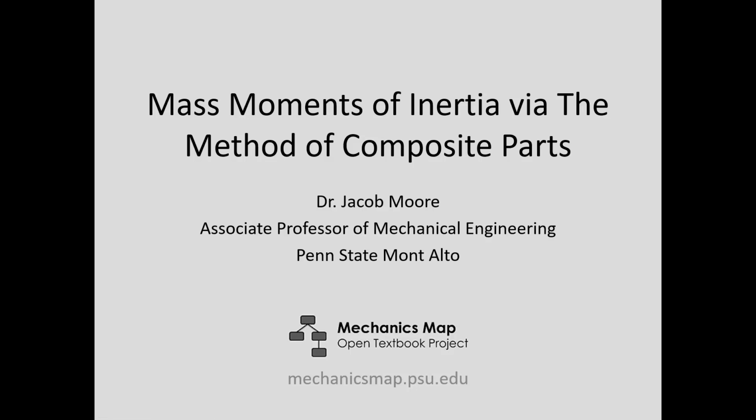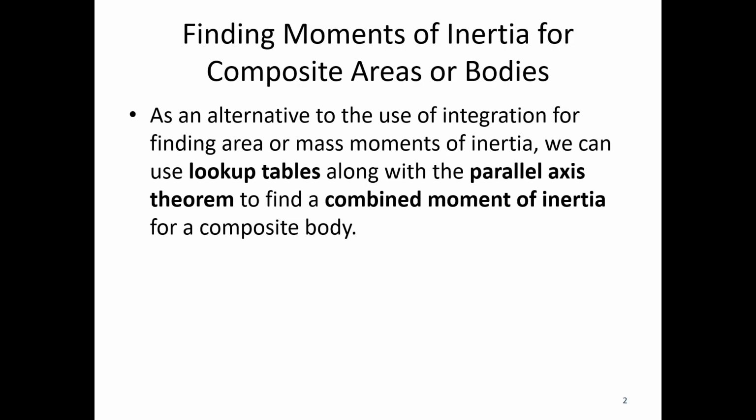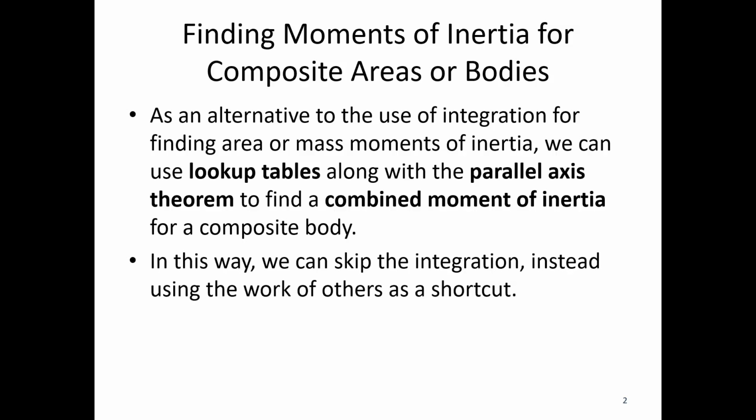Hello, for today's video lecture, we're going to be talking about mass moments of inertia via the method of composite parts. As an alternative to the use of integration for finding area or mass moments of inertia, we can use lookup tables along with the parallel axis theorem to find the combined moment of inertia for a composite body. In this way, we skip the integration and instead use the work of others as a shortcut. All those tables were generated via the integration method.